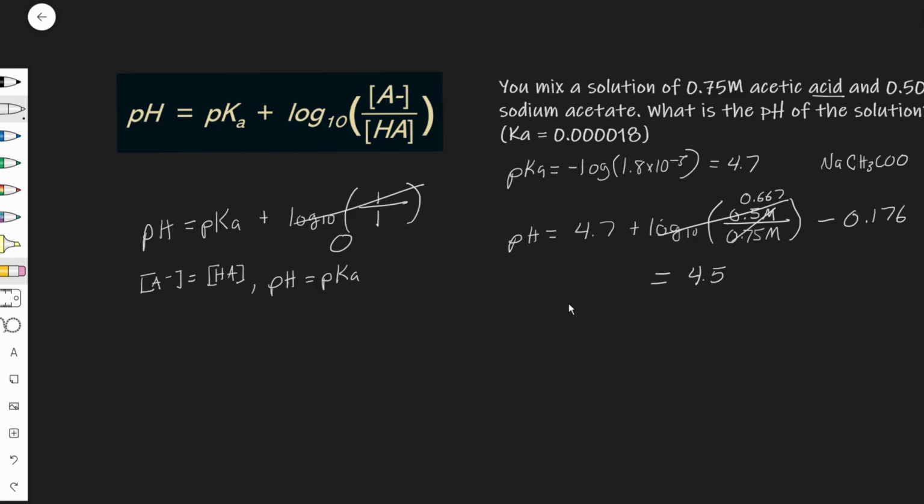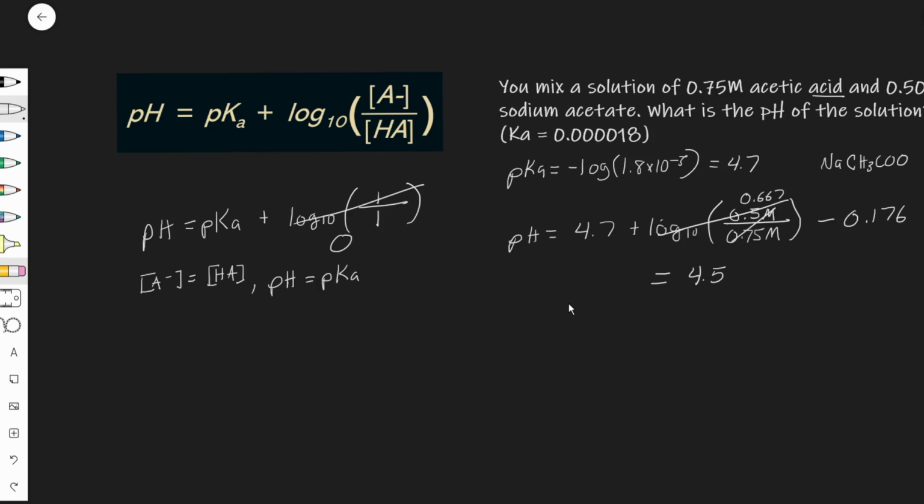That's fairly straightforward. Now, the one caveat that I want to make sure you understand is since I had 0.5 moles per liter of the sodium acetate, and I had 1 mole of acetate for 1 mole of sodium acetate, then I could say those are equal.